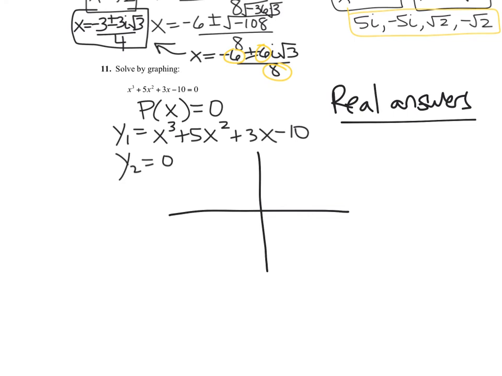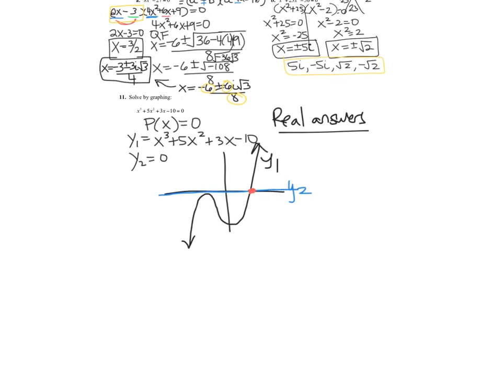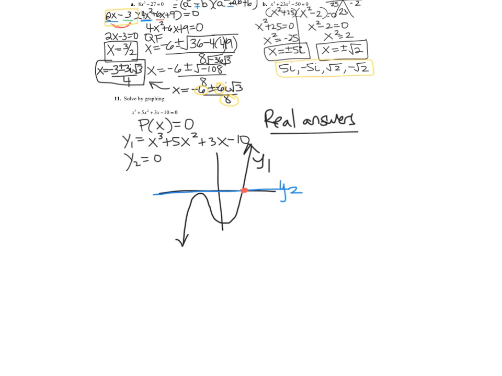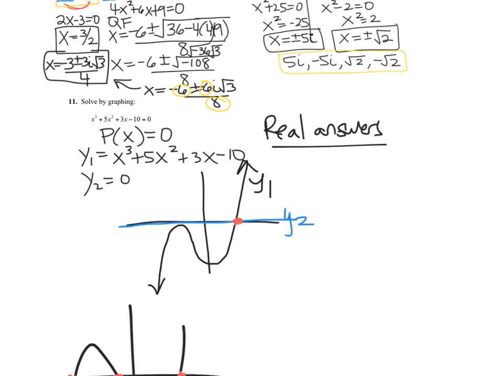And so this graph went like this, and it wanted to touch the x-axis there, but it didn't, and it went like that. Okay, so that's y1, and then y2 is just simply the line y equals 0. And if you notice, these only intersect in one place. So there's only one real answer, and that's the only answer you have to find. Sometimes there will be more than one. Like if this cubic function went like that, I would have to find 1, 2, 3 answers. It makes it longer. But this one only has one real answer.